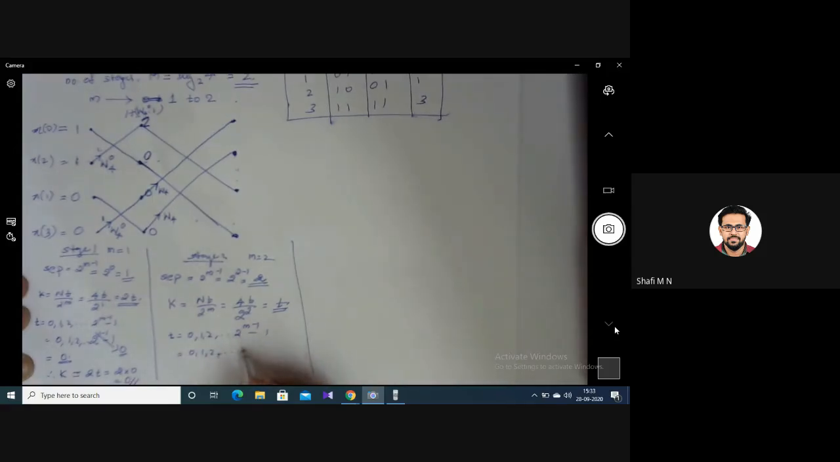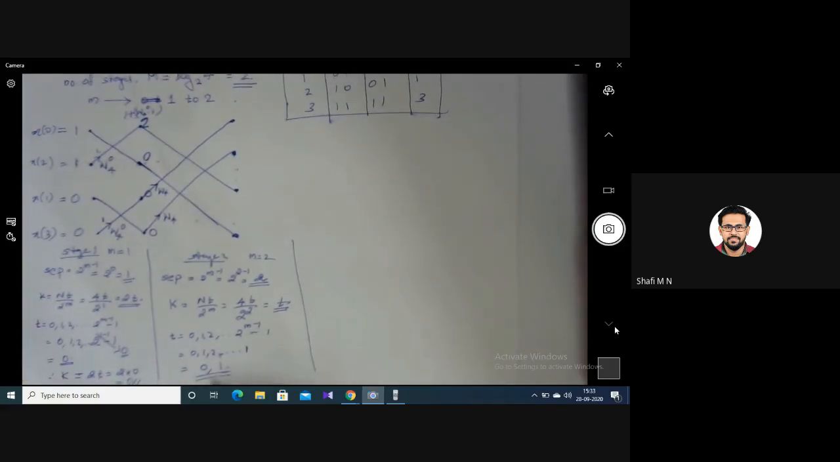2 raised to M minus 1. M is 2, so 2 minus 1 is 1. 2 raised to 1 is 2, minus 1, so this will be 1. So actually, the only possible values are 0 and 1. The fact is that here you have two values.